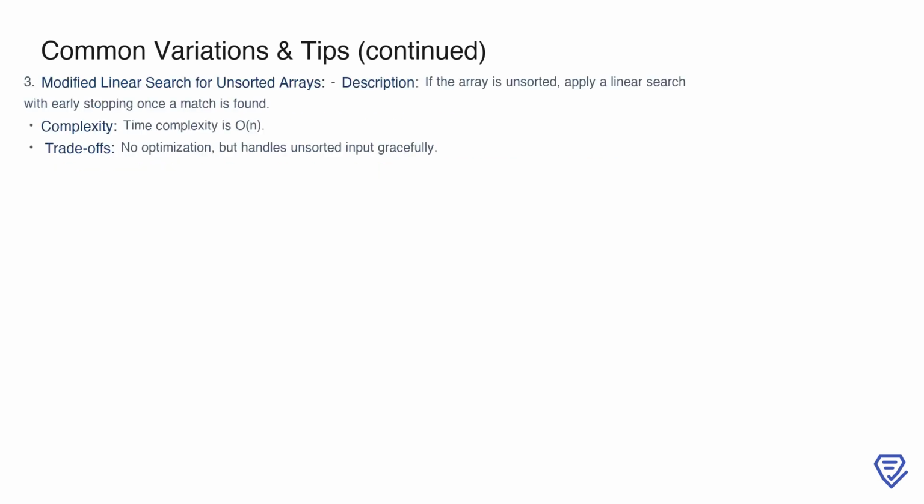In cases where the array is unsorted, you can modify the approach with a linear search that stops as soon as a match is found. This has a time complexity of O(n), and while it doesn't offer any optimization, it handles unsorted input gracefully. This flexibility is useful in scenarios where sorting isn't guaranteed or when the constraints don't favor binary search. The trade-off here is efficiency, as it will always perform a full linear scan in the worst case, but it ensures correctness regardless of the input's order.